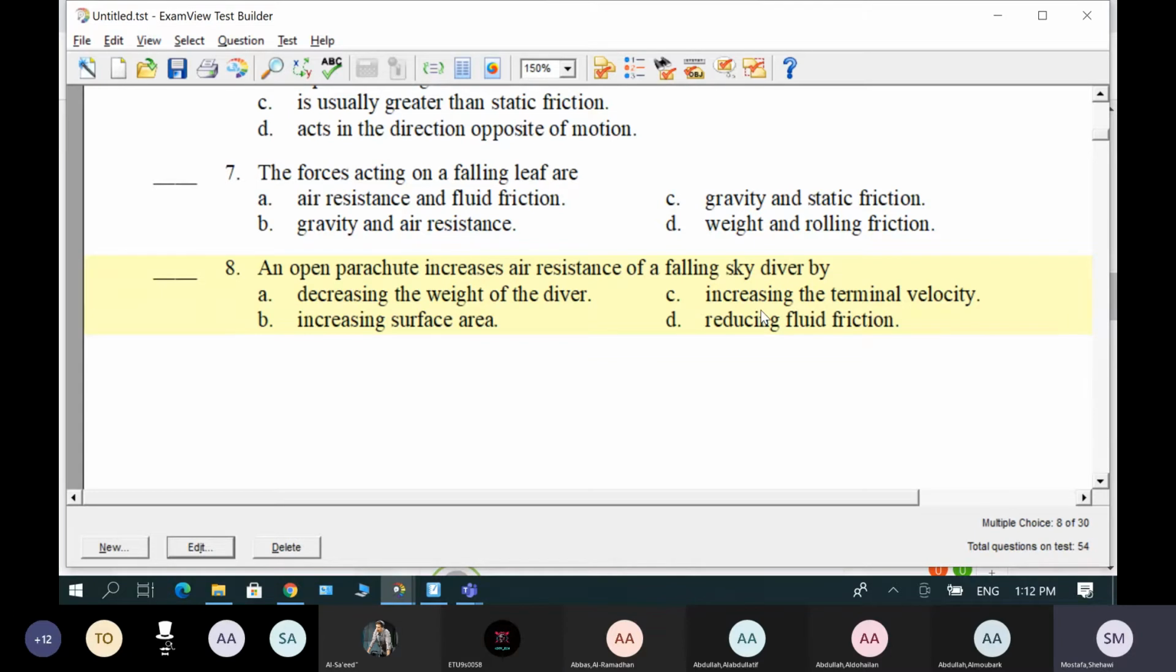How do you increase the resistance when someone is falling from a plane, diving in the sky, falling toward the earth? What may increase the air resistance? Upward, not downward.